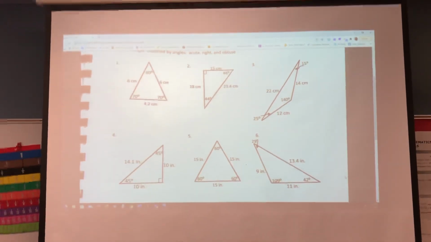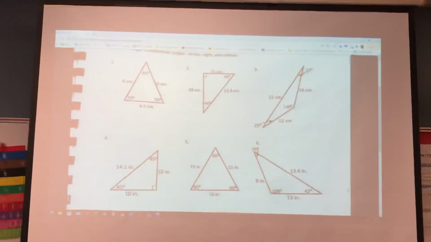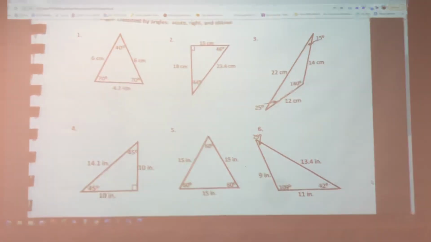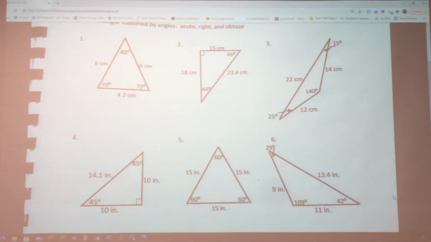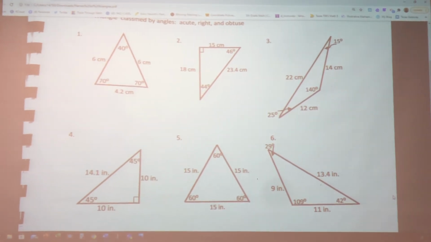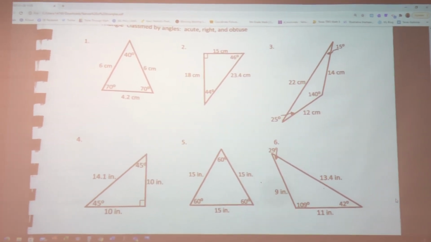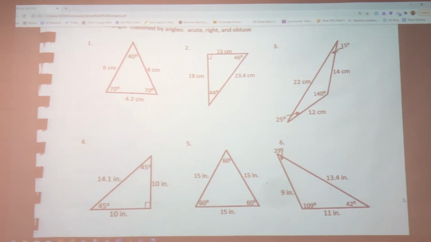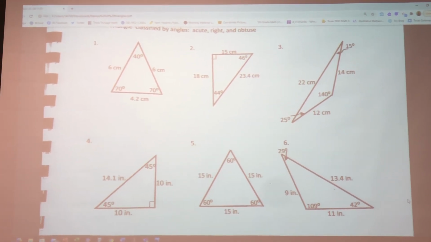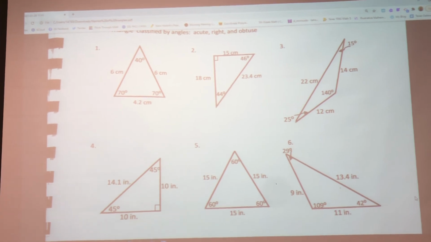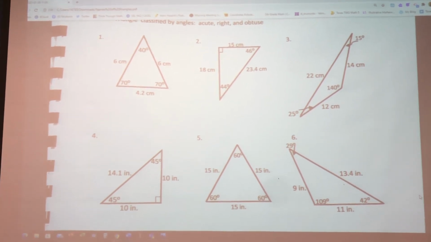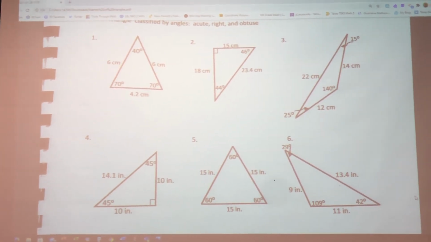We are identifying these triangles. We are naming them on both their sides and their angles. So each of these will have 2 names. For example, triangle number 1. Connor, how would you name triangle number 1?